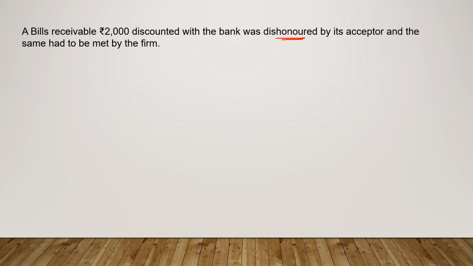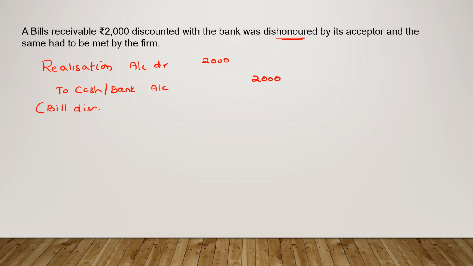So now what will the bank do? It will take it away from the firm's bank account, and they said the same had been met by the firm. Therefore, now 2,000 will be paid by the firm and it's a loss to the firm. And this bills receivable has already been discounted, will not be there. So this loss we would debit to realization account 2,000 and we have to credit the cash or bank account, as it is settled with the bank, 2,000 rupees. This is for the bill discounted and dishonored met by the firm.